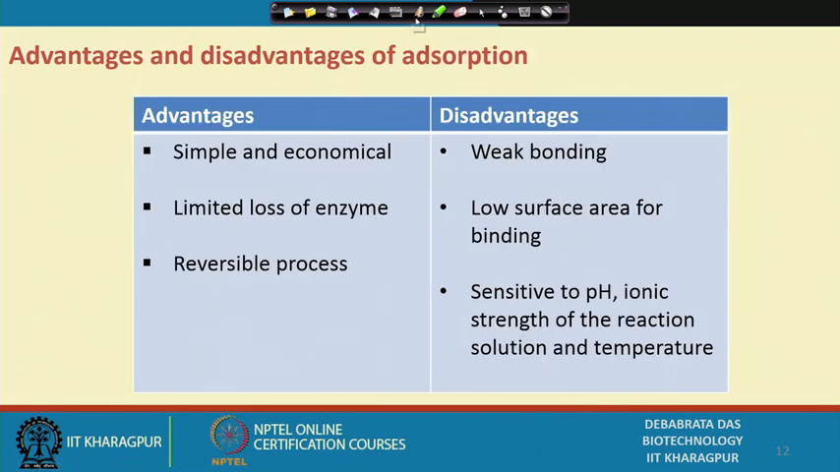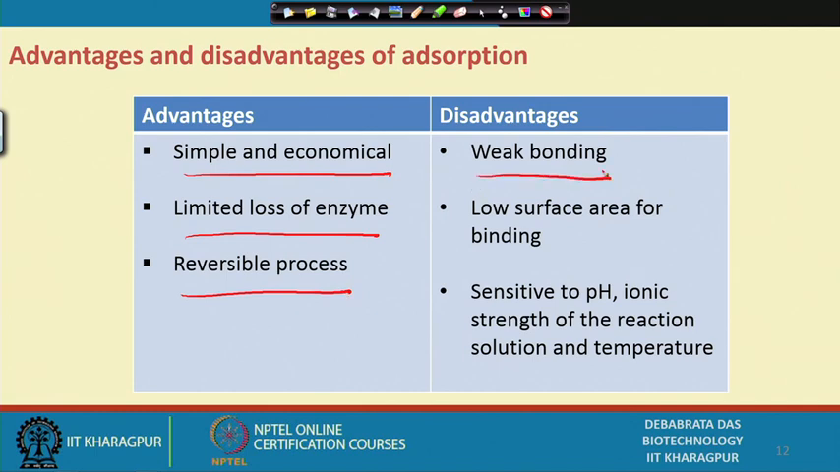Now, the advantage of this process is that it is very simple and economical, with limited loss of enzymes, and it is a reversible process. Reversible means you dislodge the enzyme, and again you can immobilize the enzyme on the solid surface. Now, the weak bonding is the major disadvantage. Also the low surface area for binding, because usually we use the external surface for immobilization of the enzymes, so it depends on how much surface is available. It is also sensitive to pH, ionic strength of the reaction solution, and temperature.